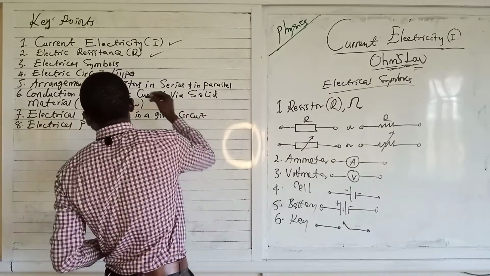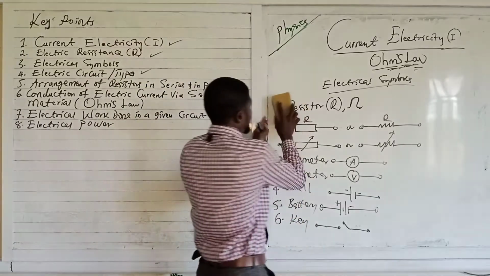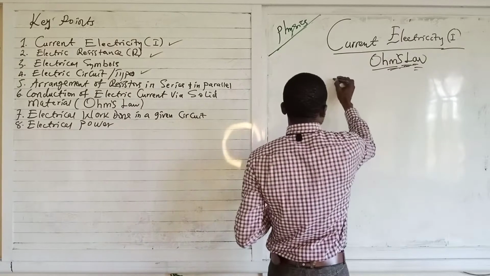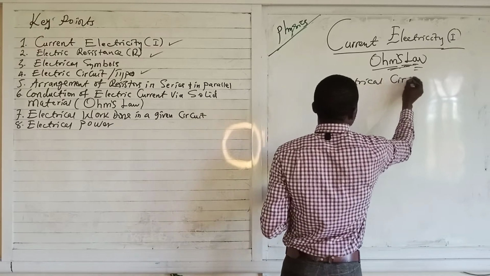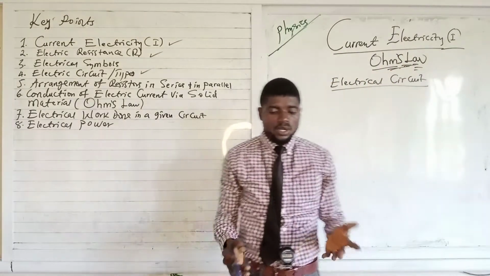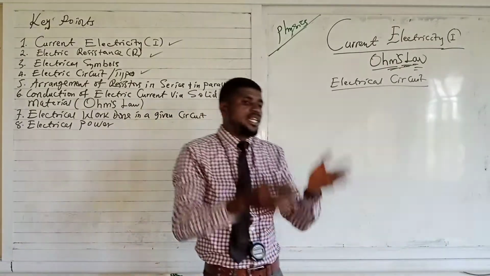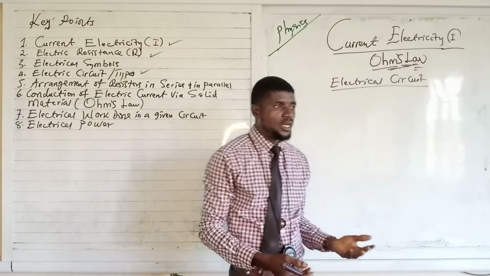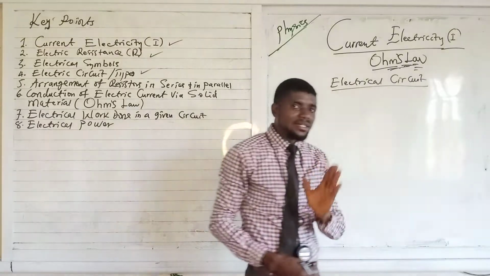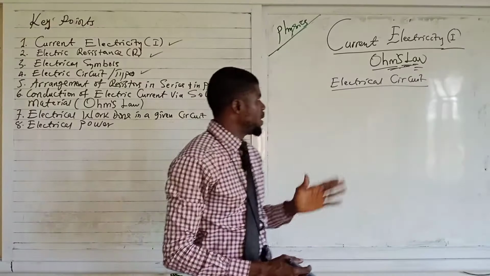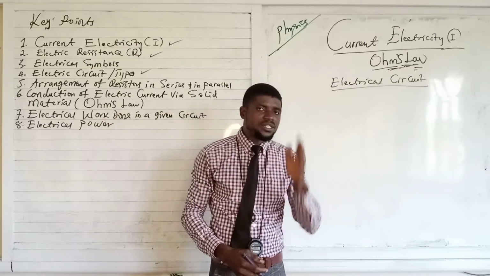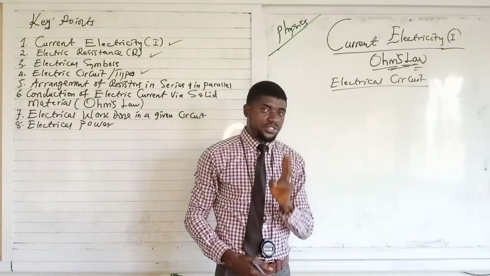So the next thing we're going to look at is electrical circuits. What do you mean by an electrical circuit? Just as we have the road network where our vehicles travel, and the rail tracks for the train to travel on, so we also have electric circuits that allow currents or charges to flow through them. An electrical circuit is simply a path that is provided for the flow of electric current, or charges.